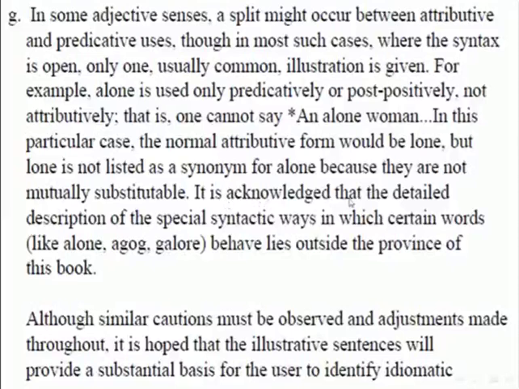It is acknowledged that the detailed description of the special syntactic ways in which certain words like alone, agog, galore behave lies outside the province of this book. Although similar cautions must be observed and adjustments made, it is hoped that the illustrative sentences will provide a substantial basis for the user to identify idiomatic words or idiomatic phrases.